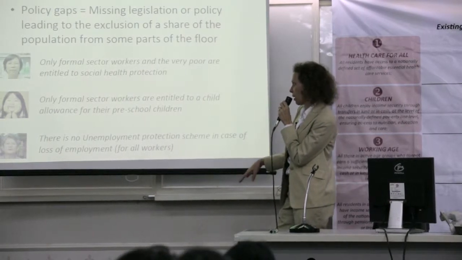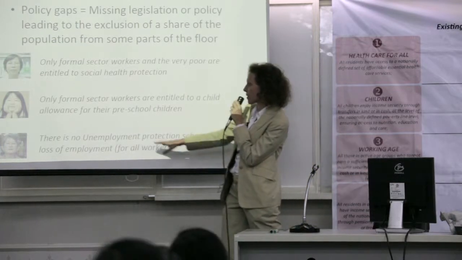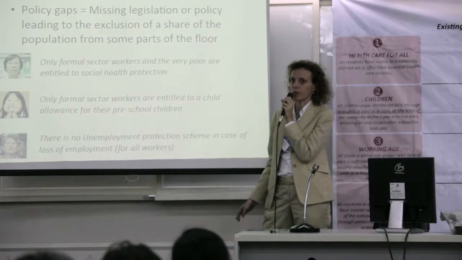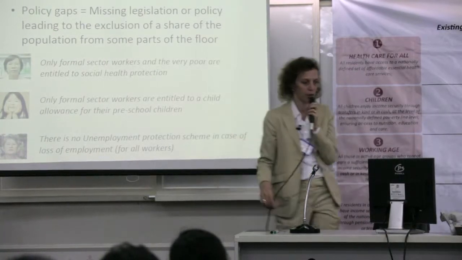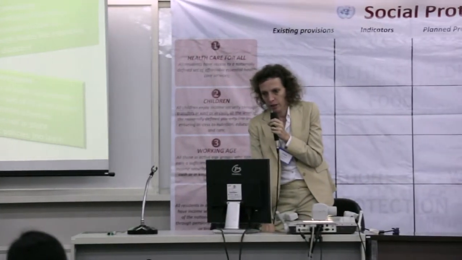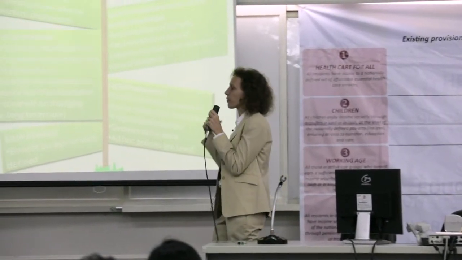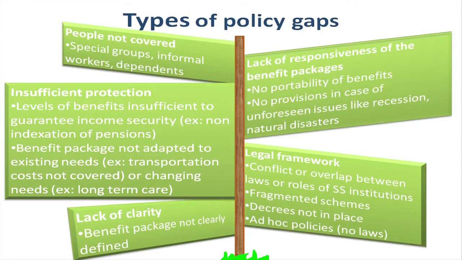There is a child allowance for preschool children for formal sector workers, but not for the rest of the country. Another policy gap which is very, very common is that there is no unemployment protection in case of loss of employment for all workers. This is the case in all the countries where you have nothing in terms of unemployment protection. So actually you can find many other policy gaps. These are just a few examples.